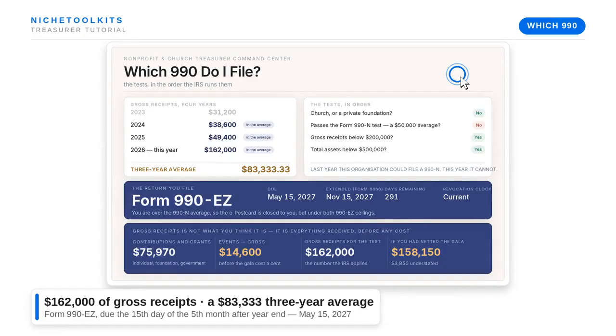So last year it filed the e-postcard. This year gross receipts are $162,000. The 3-year average is $83,333, and that door has closed.